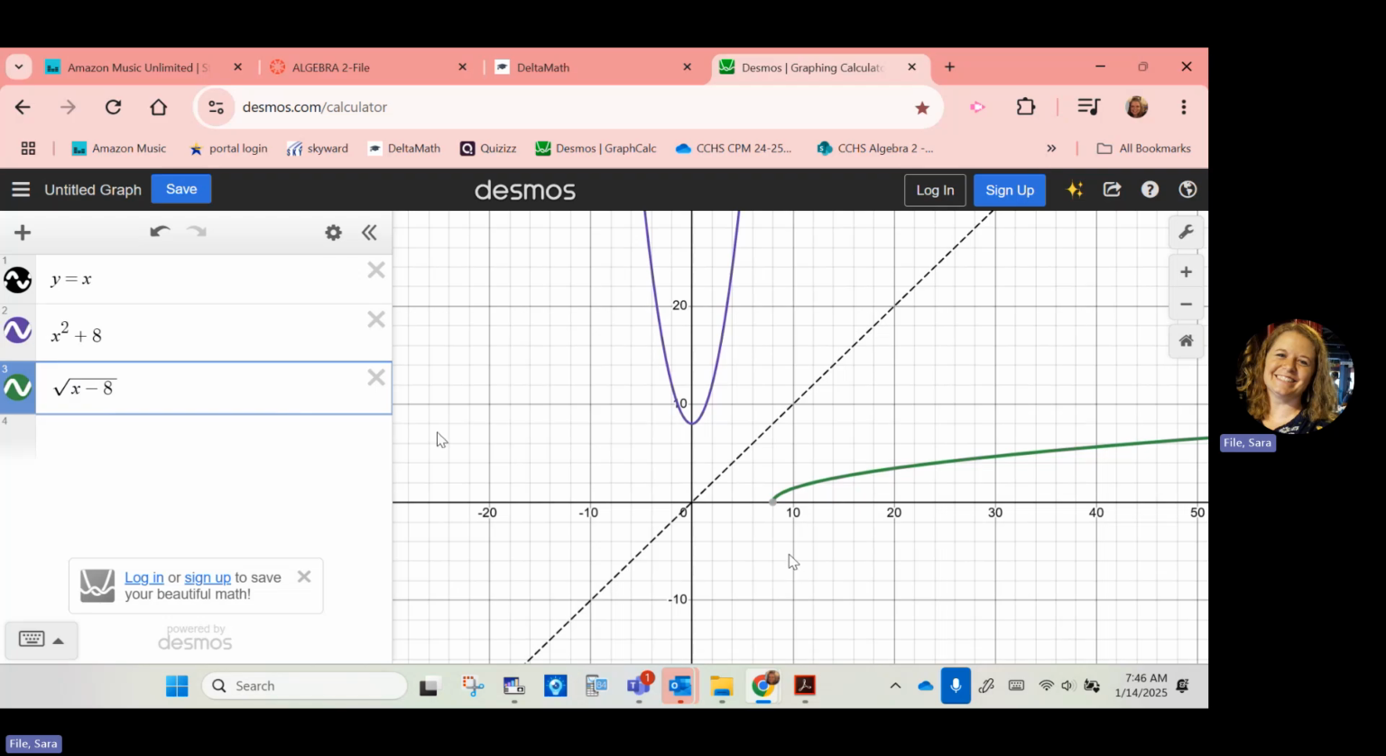So you're actually only seeing what looks like half a parabola on its side. That doesn't mean these aren't inverses. These are inverses. This just has the quadratic would have a restriction. But you can see if you were to fold on that line, this half of the parabola would definitely align with this square root function. Okay, if you were checking some and they were not inverses.